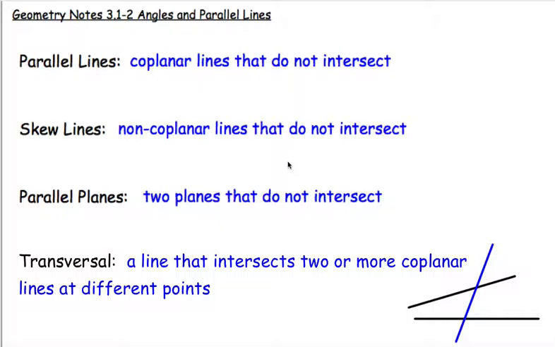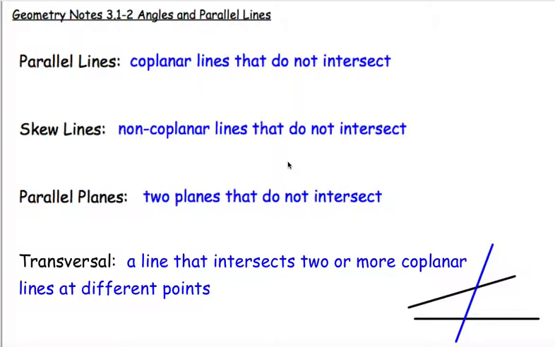But this particular section is about parallel lines, identifying them in a picture, identifying perpendicular lines, identifying skew lines, and identifying the angles that are formed when you have two lines cut by a transversal. Parallel lines must be coplanar and they do not intersect. Skew lines are non-coplanar lines that do not intersect.